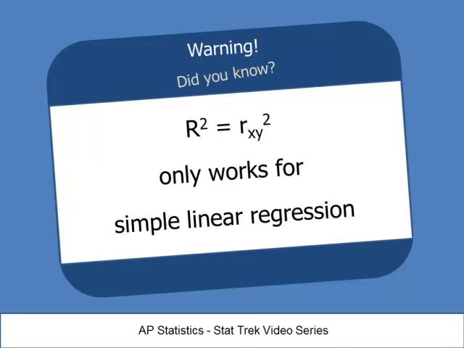The formula that we just used to compute the coefficient of determination, r squared equals the square of the correlation coefficient, only works for simple linear regression. With other types of regression, a different formula would be required.